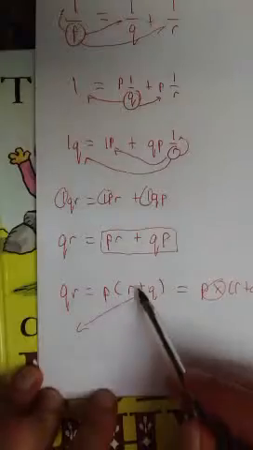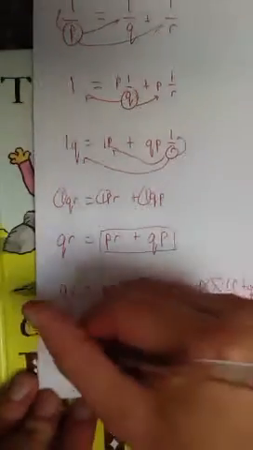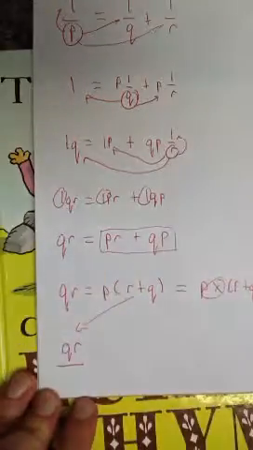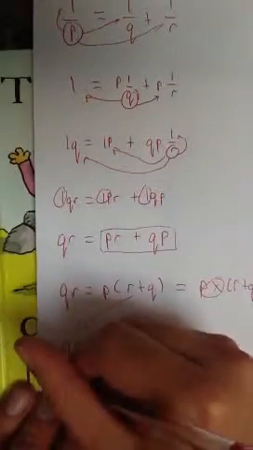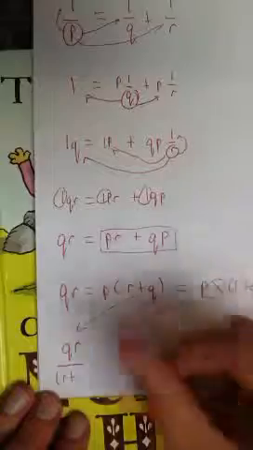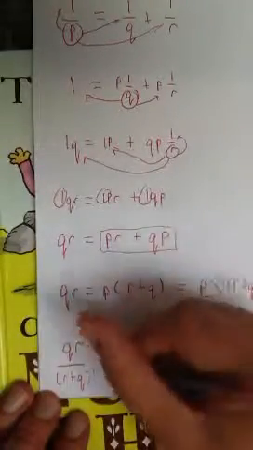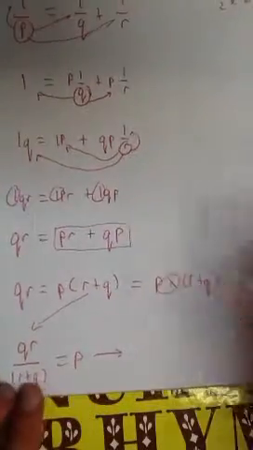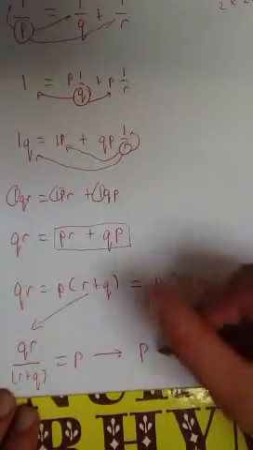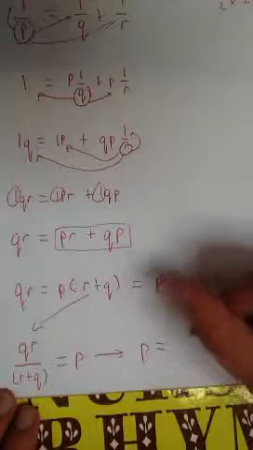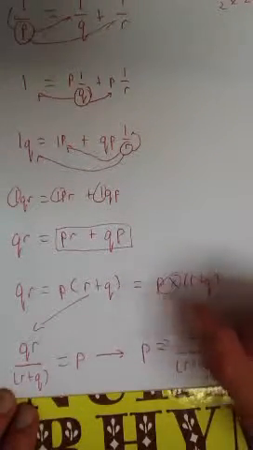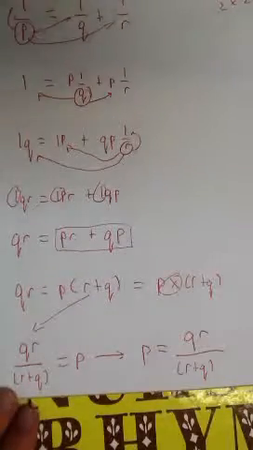So when we move this to this side of the equation, it will equal QR over, that means divided by, R plus Q, and that will equal P. And then finally we put P on the left. P equals QR over R plus Q, and that is your answer.